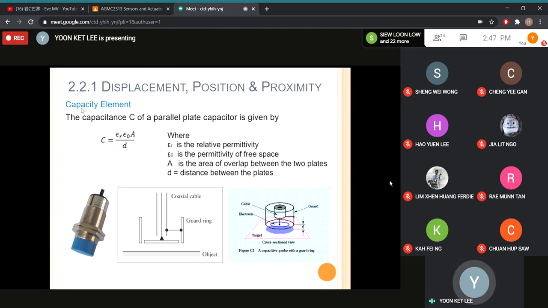So this is the capacitor element. The capacitance is proportional to epsilon r, epsilon 0, and A over D. A is fixed because A is the overlap between the two plates. Epsilon r is the relative permittivity, and epsilon 0 is the permittivity of free space. Okay, and then D is the distance between the plates.